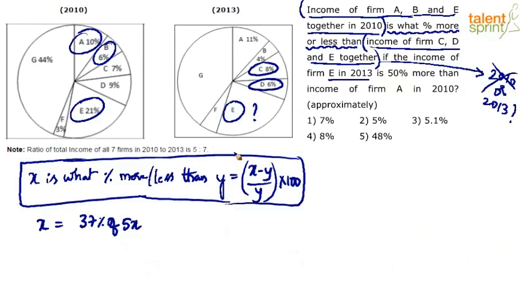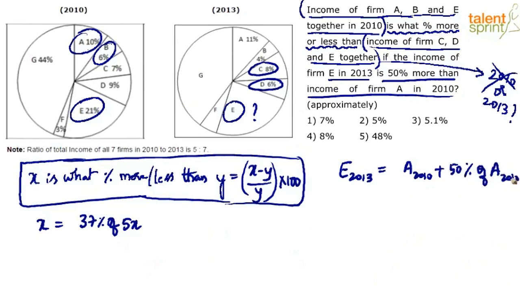E in 2013. Let's do that calculation. What is E in 2013? He says E in 2013 is 50% more than A in 2010. What is A in 2010? 10% of 5X. See, E is 50% more. Means what? E is 50% more than A in 2010, meaning A in 2010 plus 50% of A in 2010.